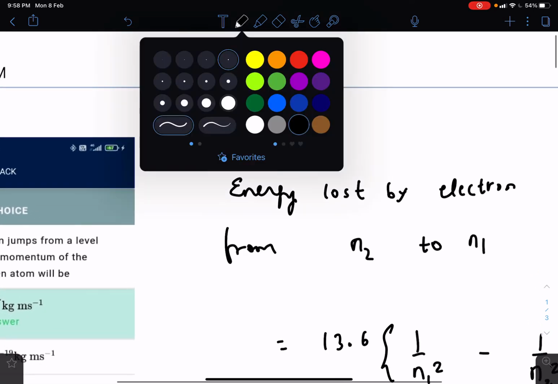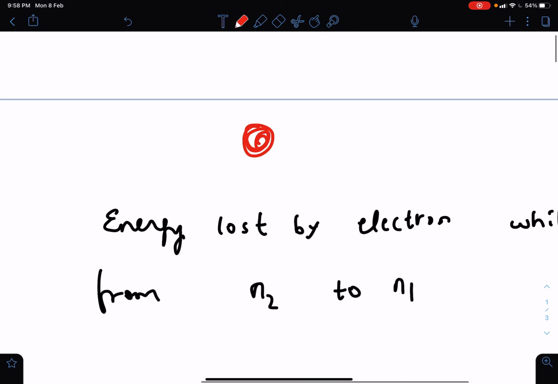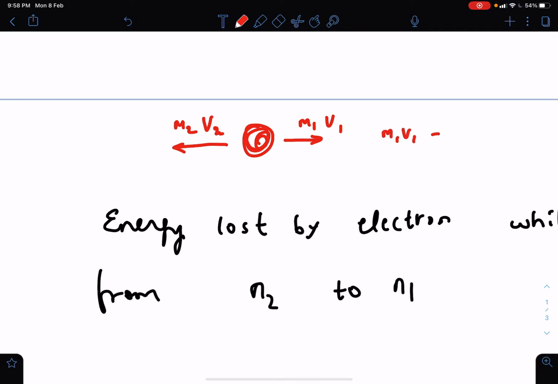Normally, in bomb explosion questions, there is a bomb, and this bomb gets exploded into two parts. One part goes in this way, the other part goes in this way. One part has mass m1 and velocity v1, the other has mass m2 and velocity v2. We say that momentum is conserved because during the explosion no external force acts. So total momentum is conserved, and we write m1 v1 equal to m2 v2 when the bomb explodes into two parts.